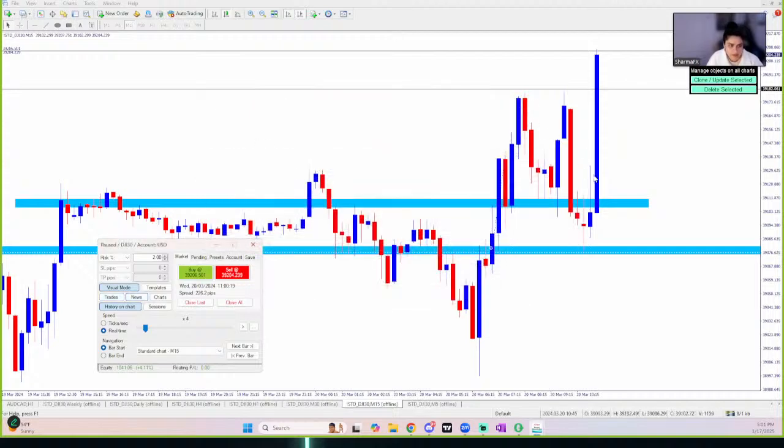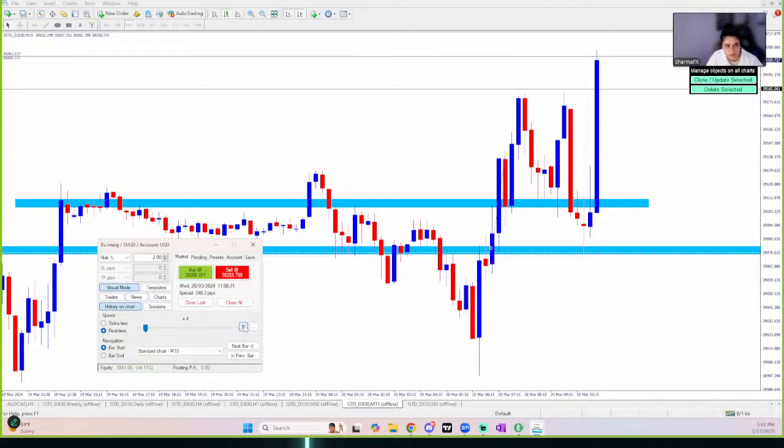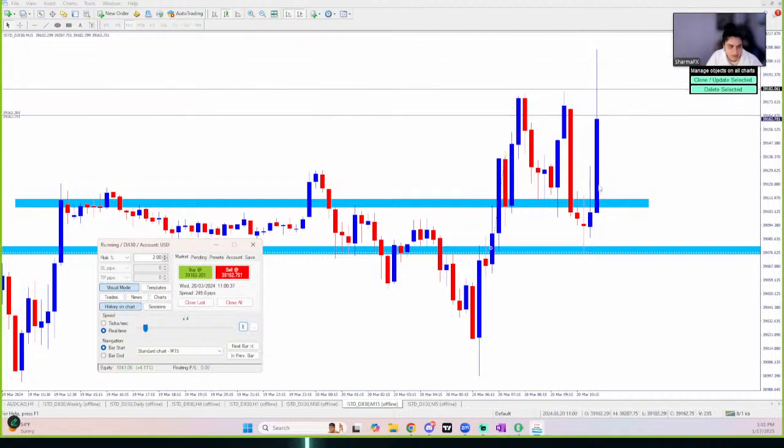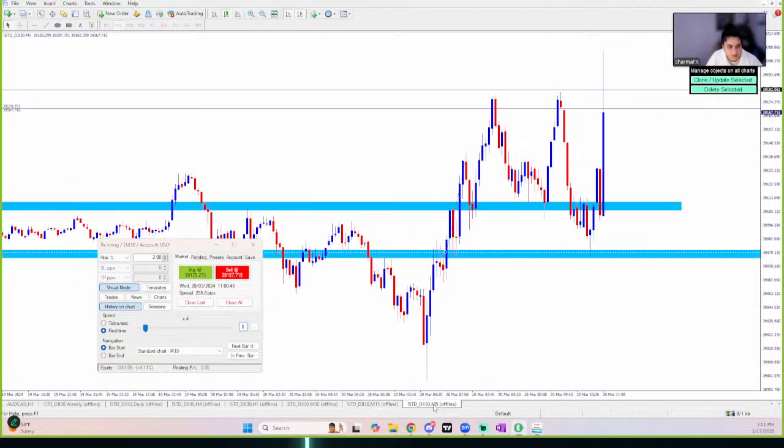So right off the bat, it just shot up. Even if I was looking for an entry here, I would want a stop loss somewhere down here. That's a bit too much for me, a bit too wide. So instead what we're going to do is wait for a better entry. Either this candle comes back closer to an entry point or something like that, or we just wait for the next candle formation.